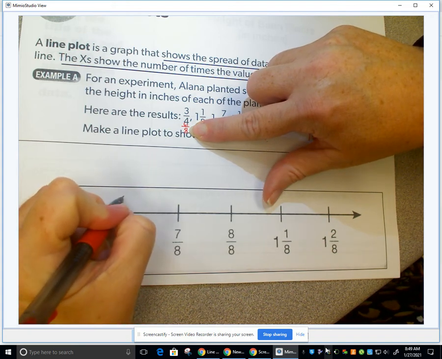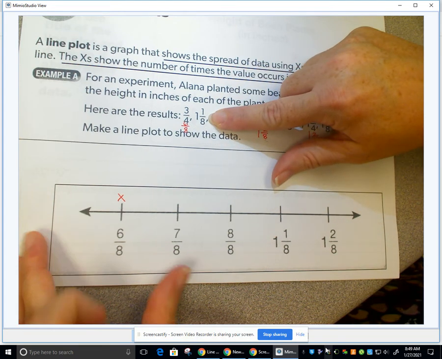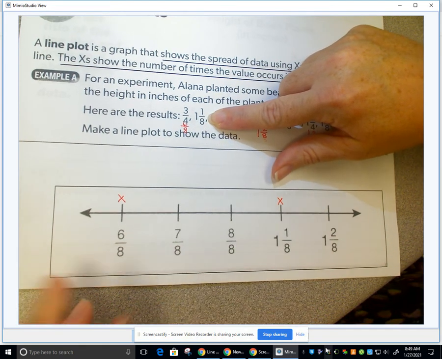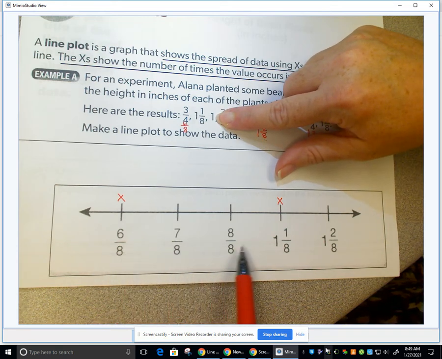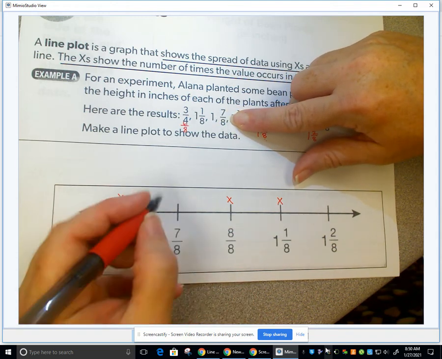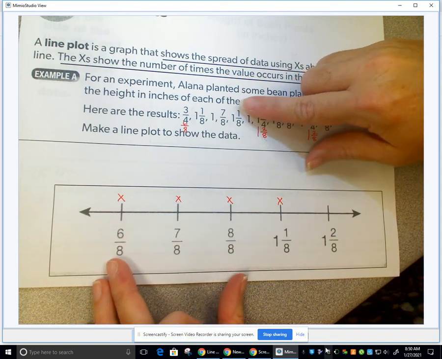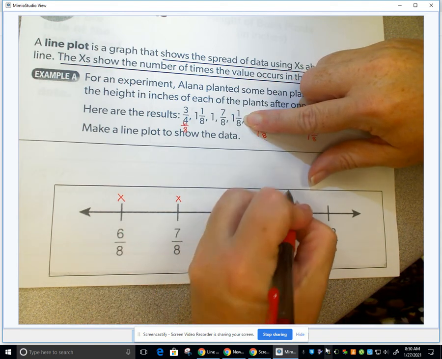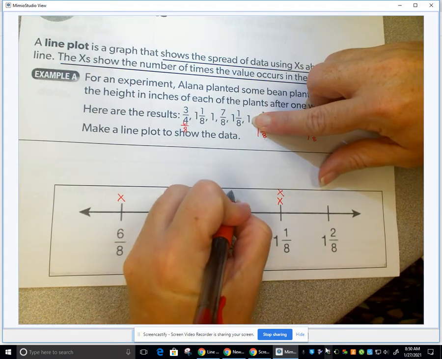I'll come to 6/8 and I'll put an X there saying that it happened once. 1 and 1/8, right there. All right, 1 whole. Which fraction down here would be 1 whole? I hope you said 8/8. There's our 1 whole. 7/8. Notice how I'm putting an X every time it occurs. 1 and 1/8. See, that gets another X. 1 whole again.